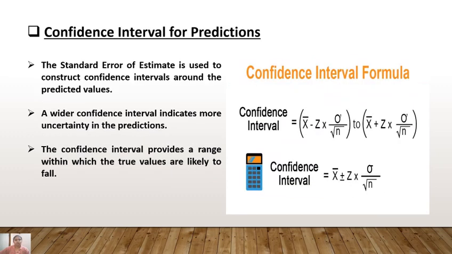Confidence interval for predictions. The standard error of estimate is used to construct confidence intervals around the predicted values. A wider confidence interval indicates more uncertainty in the predictions. The confidence interval provides a range within which the true value is likely to fall.